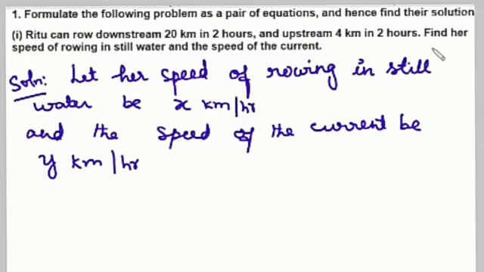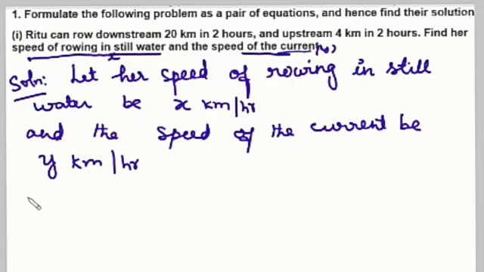Here they asked the speed of her rowing in still water, right? So I have assigned this speed as x and the speed of the current, this speed as y. Okay. So now I have to write the speed of the boat in downstream and the speed of the boat in upstream.